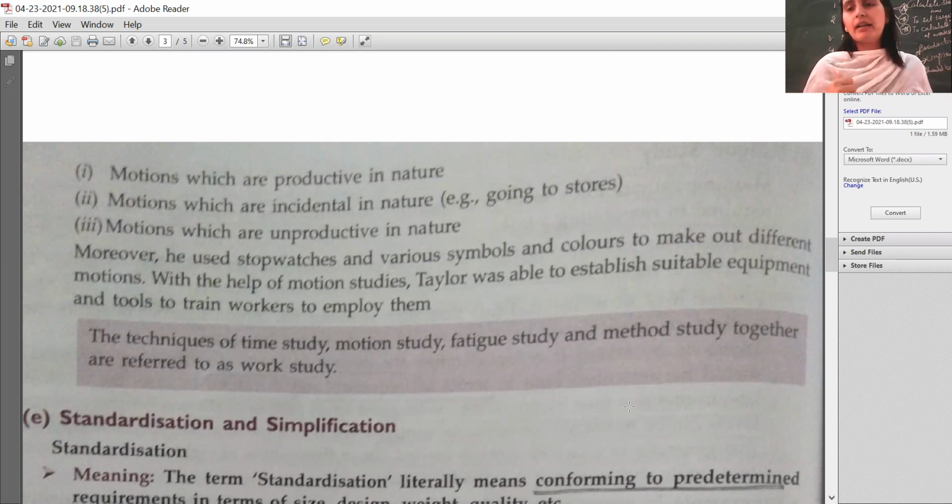So this is what is said, unnecessary. See, 3 points are written here. Motions which are productive, motion which are incidental in nature, and motions which are unproductive in nature. इन तीनों को identify करो and then unproductive motions will be replaced.